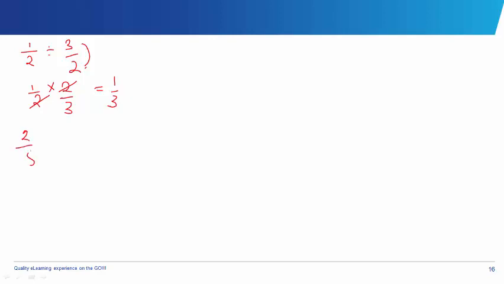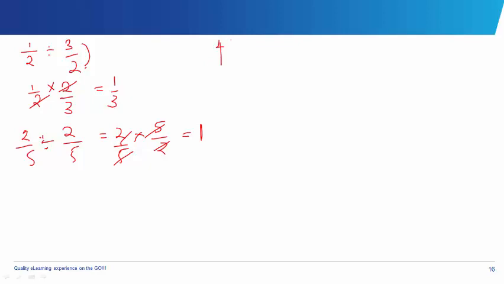Let's take another one. 2 over 5 divided by 2 over 5. This is same thing as 2 over 5 times 5 over 2. So this cancel this cancel this, and our answer now gives us 1. Okay, now let's look at this example.